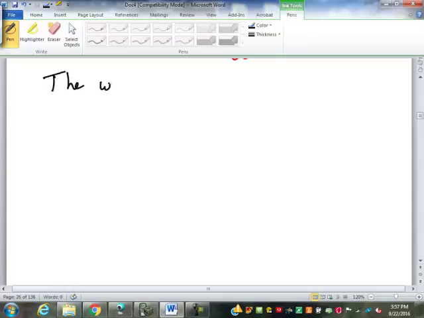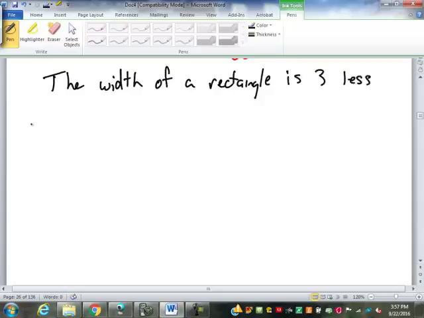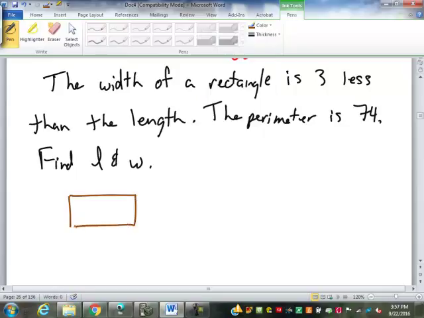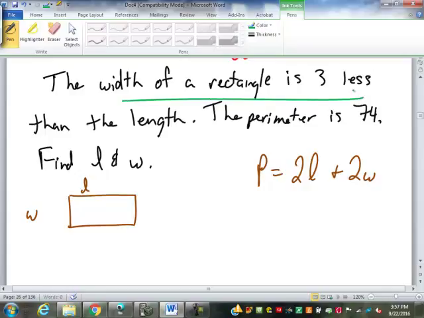So you could have one like this where it says the width of a rectangle is 3 less than the length. The perimeter is 74. Find length and width. So here I have my width and I have my length. But this time I'm told that the width is 3 less than the length. So the width is the length minus 3.